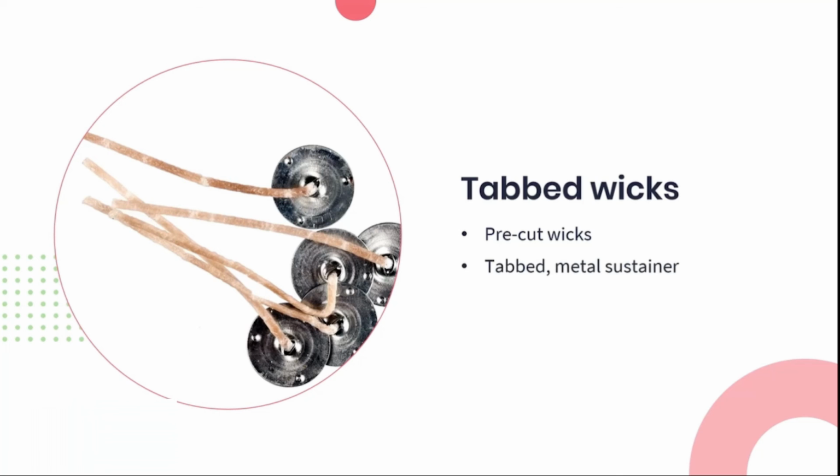Tabbing refers to the attachment of a metal sustainer at one end of the wick and allows a stable surface to glue to the bottom of a container. The sustainer is both the means of attaching the wick to the container and also the way in which it is forced to stay centered inside a vessel as the candle burns downwards.